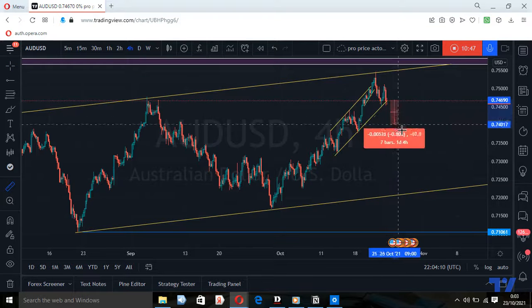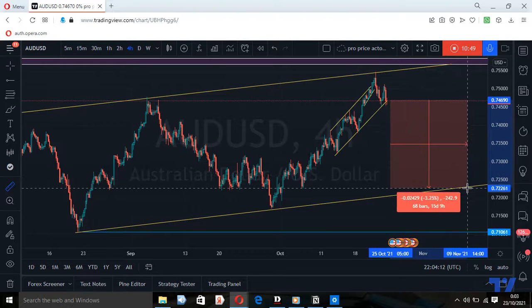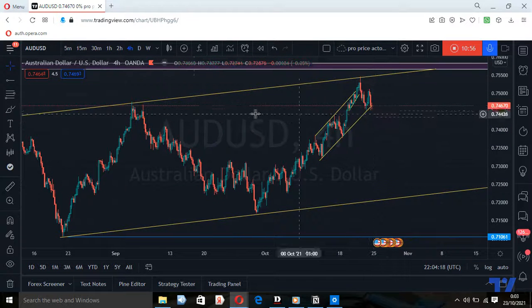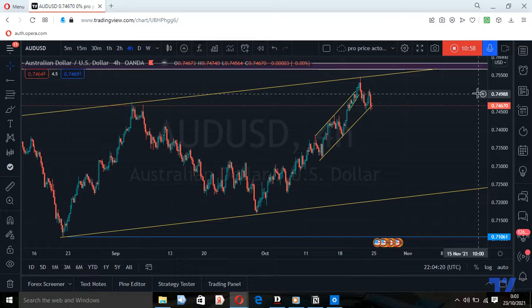Let me calculate how many pips. It's 240 pips. So we're anticipating to collect 240 pips. It's like swing trading.